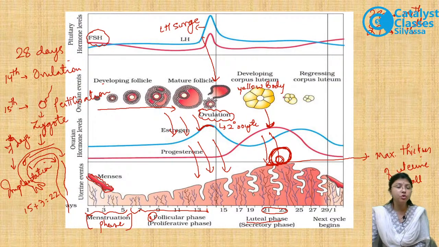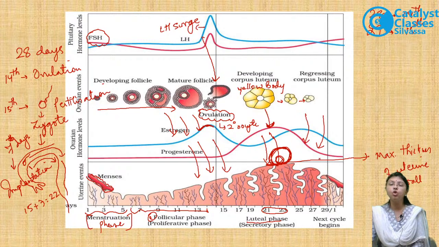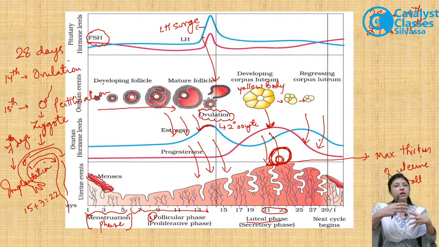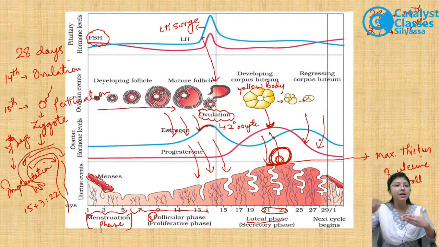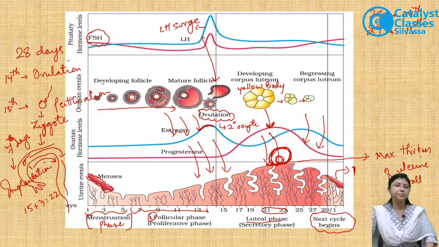But here, if fertilization is not taking place, what is going to happen? The corpus luteum which was formed in the ovary is going to degenerate slowly, and when the degeneration of the corpus luteum starts, the concentration of progesterone hormone also decreases. With the decrease in progesterone, the lining of your uterus is lost again, it starts getting sloughed off, and the female enters into her next menstrual cycle. As you can see here, it is written, the next cycle begins. This will be her first day.